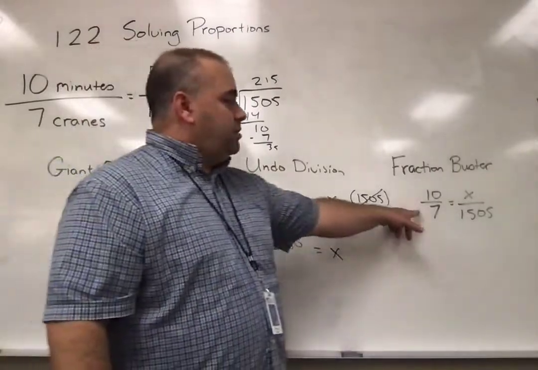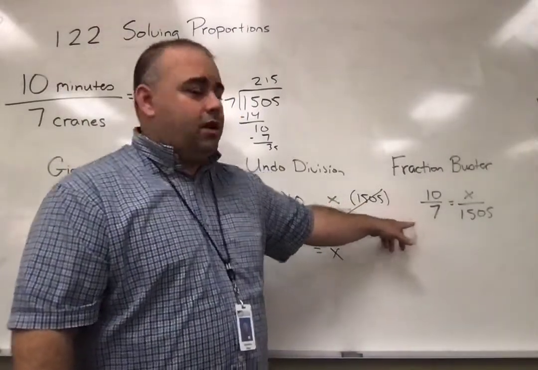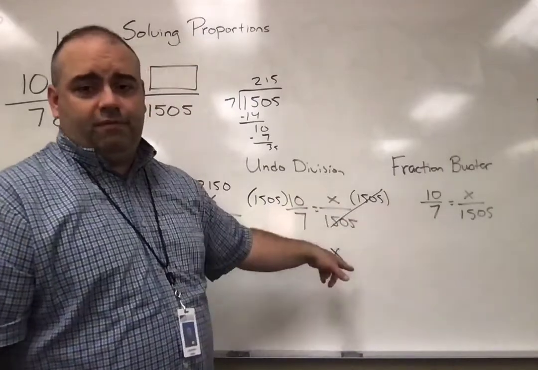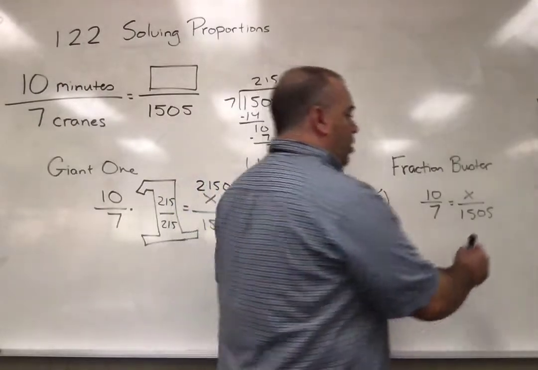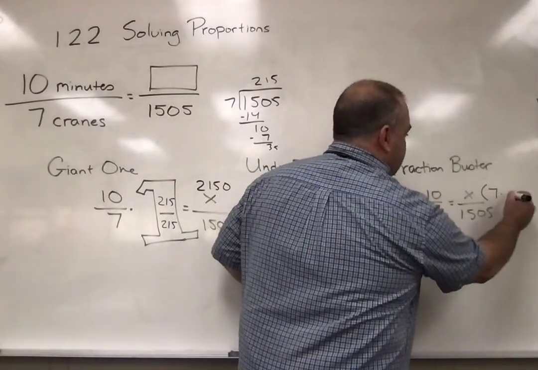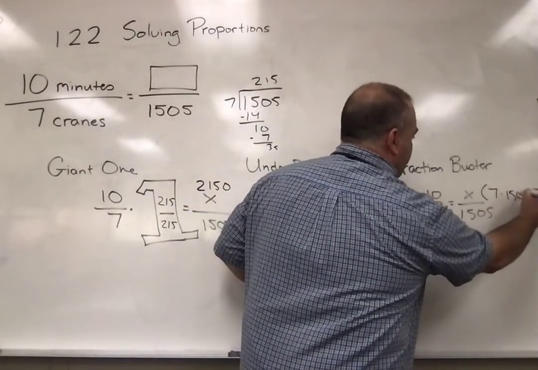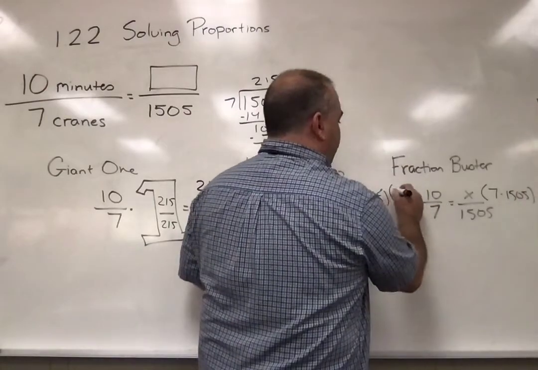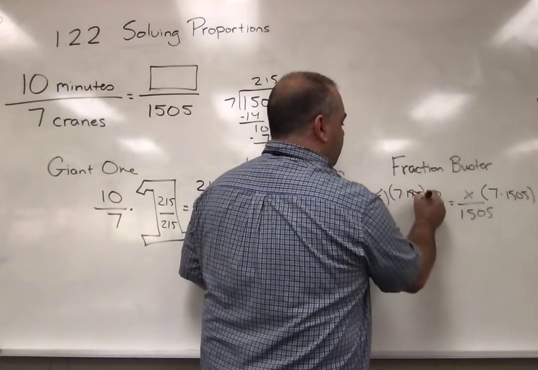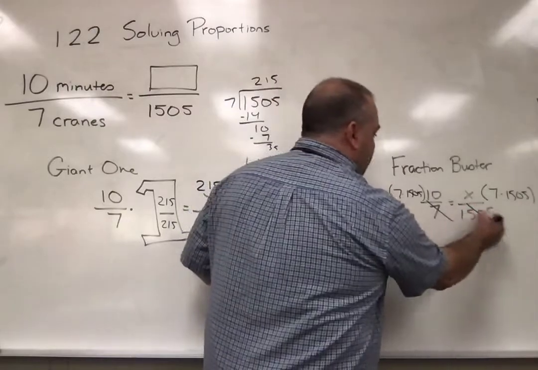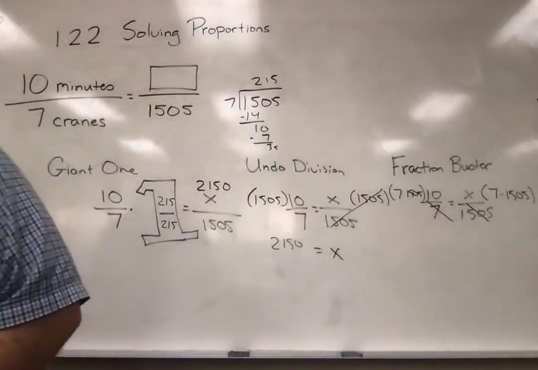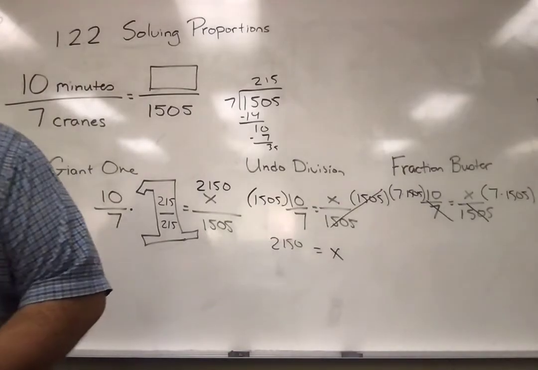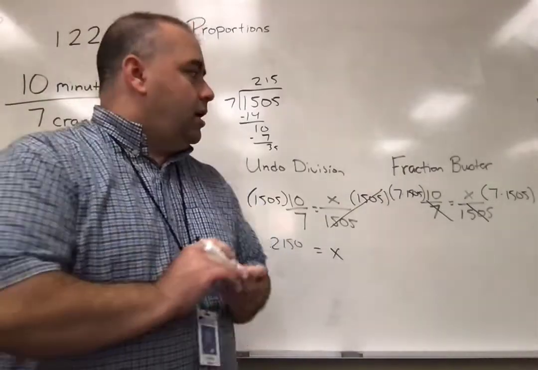As far as the fraction buster goes, what we're going to do is kind of do this again, but we're going to multiply both of them. So we want to get rid of both bottom numbers. So we're going to multiply all of this top by 7 times 1,505 like this. Multiply all of this top by the same thing. That'll get rid of both bottoms basically, and it will give you what you're looking for as far as your answer. So it's going to give you a couple different ways to solve it and go from there.